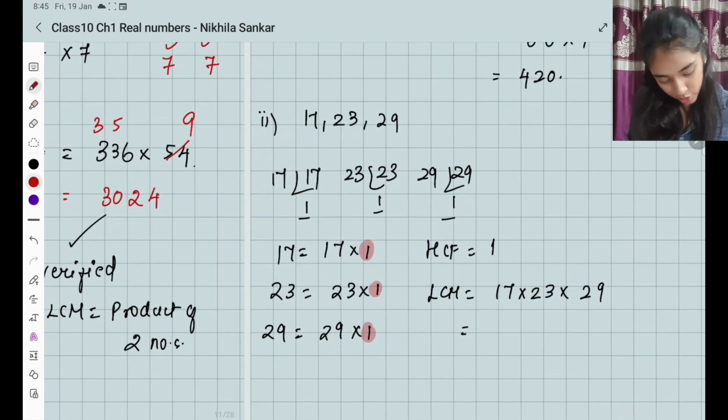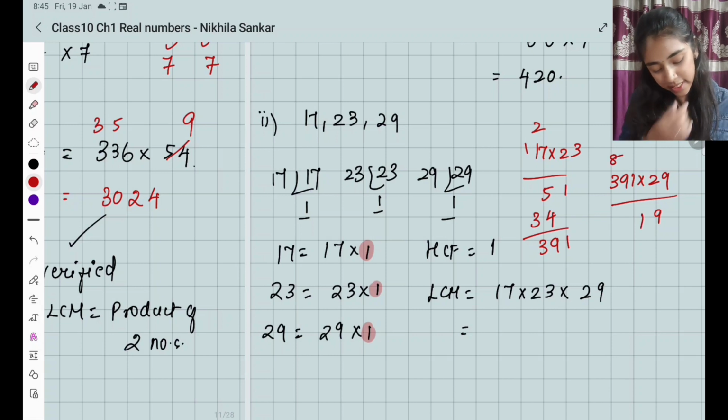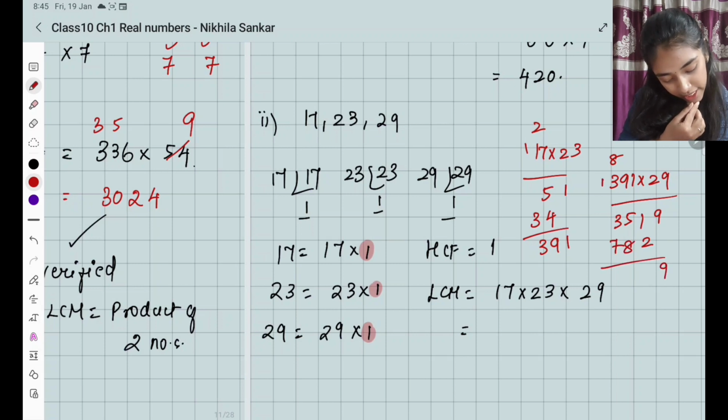Shall we do it? So what is 17 into 23? I'll do it here. 7 threes are 21, write 1 and carry 2. 1 three is 3, plus 2 is 5. 7 twos are 14, 1 two is 2, so 23. So I have 391. Now 391 into 29. 9 ones are 9, 9 nines are 81, write 1 and carry 8. 9 threes are 27, 27 plus 8 is 35. Then 2 ones are 2, 2 nines are 18, 2 threes are 6, 7, 9, 3. 8 plus 5 is 13, 1 and 10, 11, 1 1, 3 3, 9. Okay? So this is the LCM.